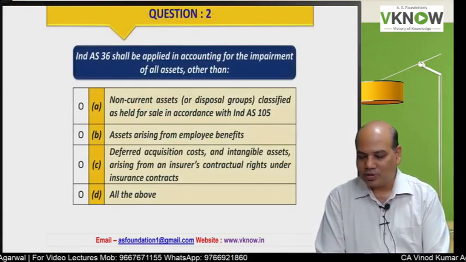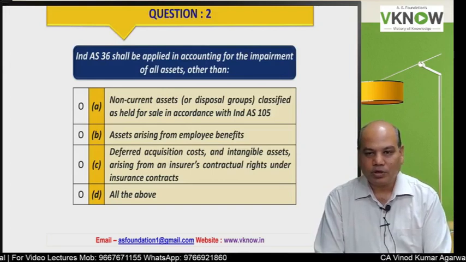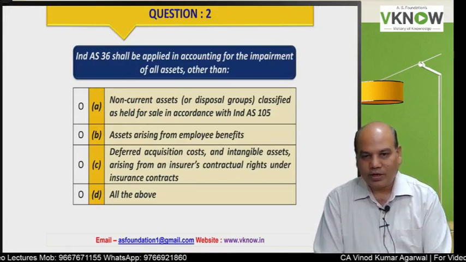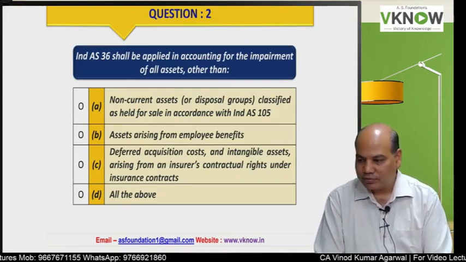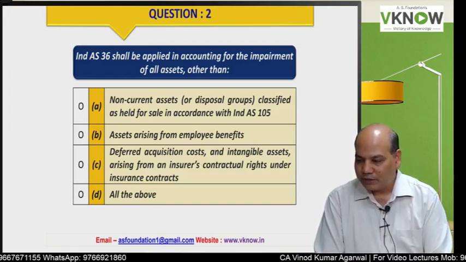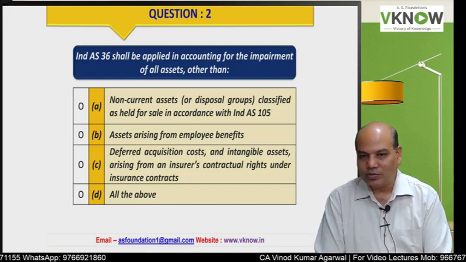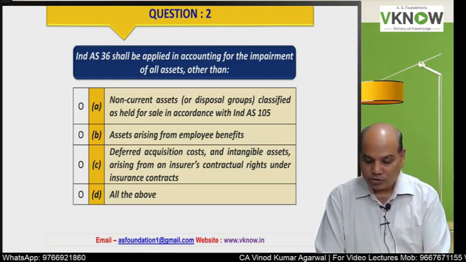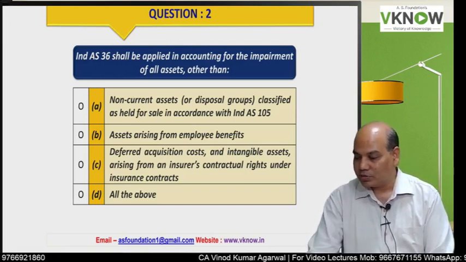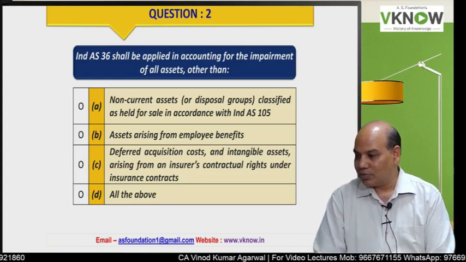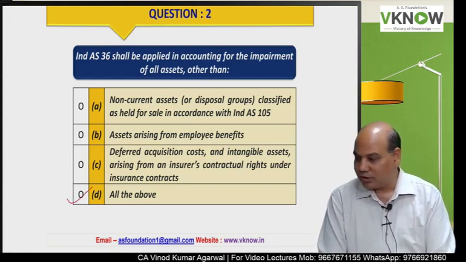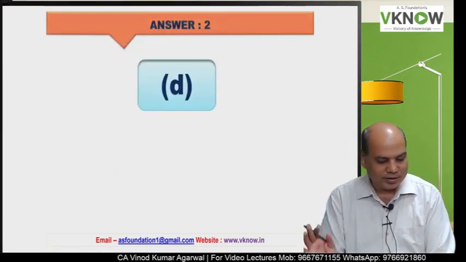Ind AS 36 shall be applied in accounting for impairment of all asset other than non-current asset classified as held for sale under Ind AS 105, asset arising from employee benefit, deferred acquisition cost and intangible asset arising from an insurer's contractual right under insurance contract. All the above. Which option is right? All of you can participate. The answer is all of the above. So again answer is D. Everybody should participate. Answer is D.